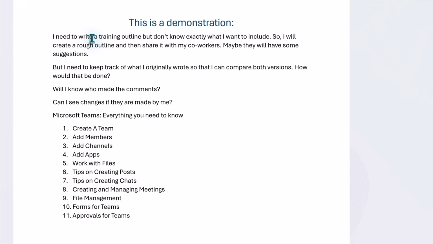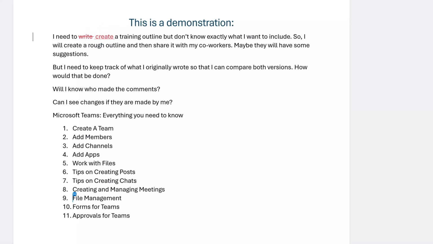Now I can start making changes to the document. Let's say that write isn't the correct word. I want to use create. Notice that when I deleted the word write, it changed it to red and put a strike through it, and then put the word create next to it in red. So this stands out as being a change in the document.